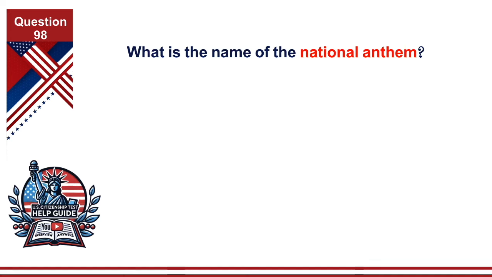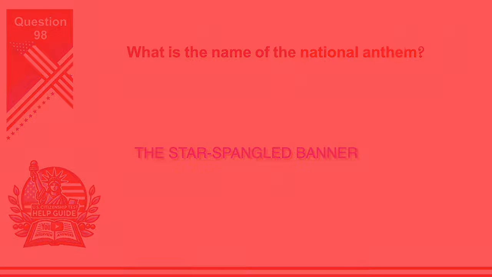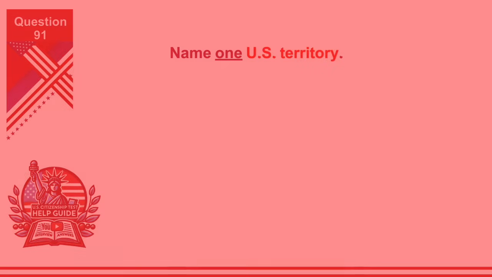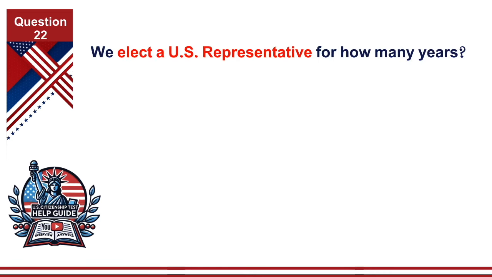What is the name of the national anthem? The Star-Spangled Banner. Name one U.S. territory. Guam. We elect a U.S. representative for how many years? 2.